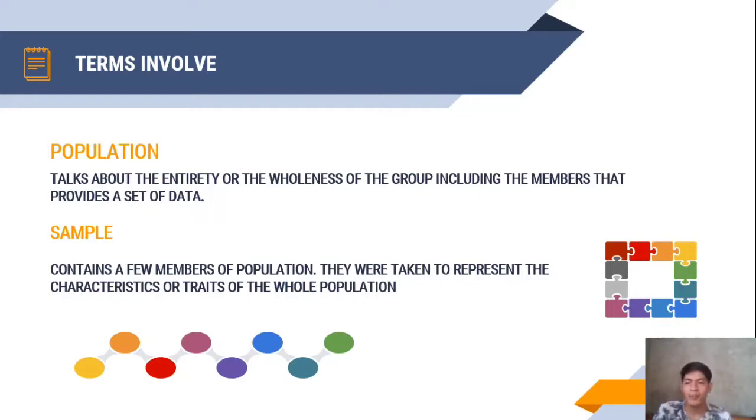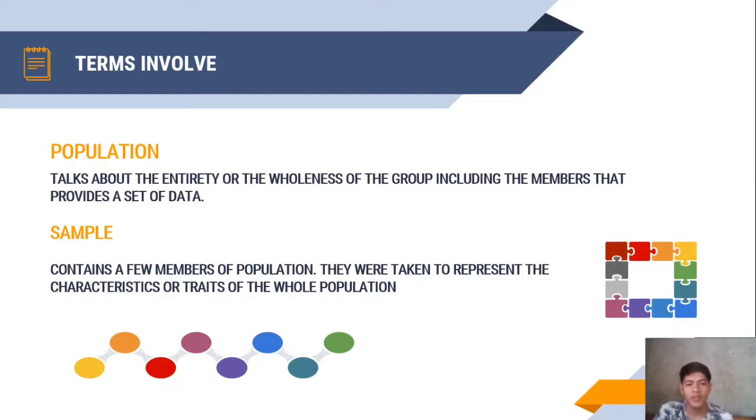So dito naman sa sample, it contains a few members of the population. They were taken to represent the characteristics or traits of the whole population. So kapag sinabi nating sample, kumukuha lang tayo ng few members or sample mula sa population. Our main purpose here ay makakuha ng sample na magre-represent sa characteristics and traits ng buong population. Meaning, yung response or result na makukuha natin sa sample ay sila yung gagamiting representation ng buong population.